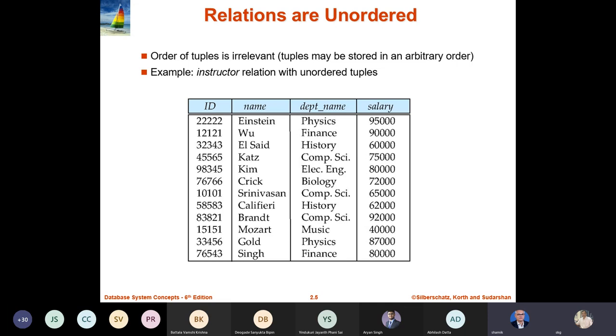We'll see that later on. But as of now, these relations, these tables, do not have any constraint that they need to be ordered. If it is ordered, it may be easier to search, etc., but that comes later. So typically the instructor relation is an unordered set of tuples. As and when the data comes, it is pushed into this particular relation.